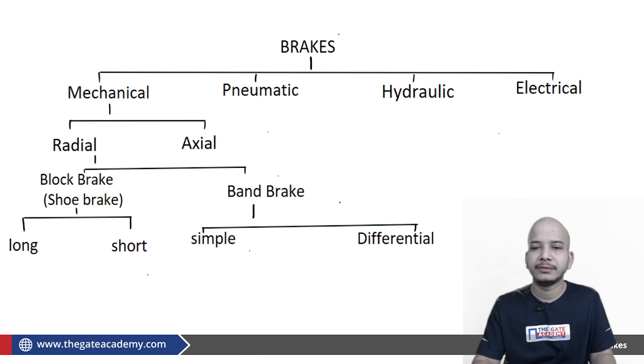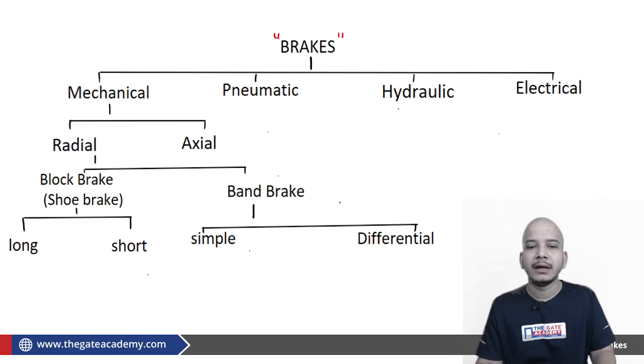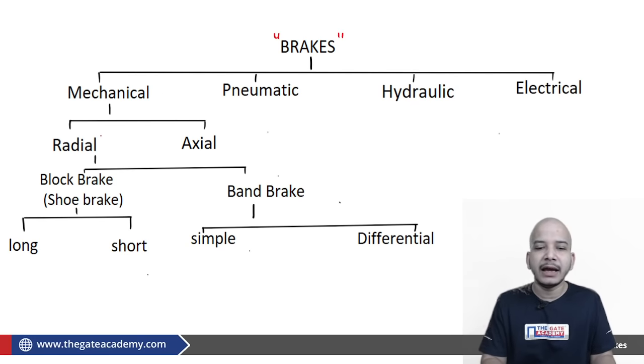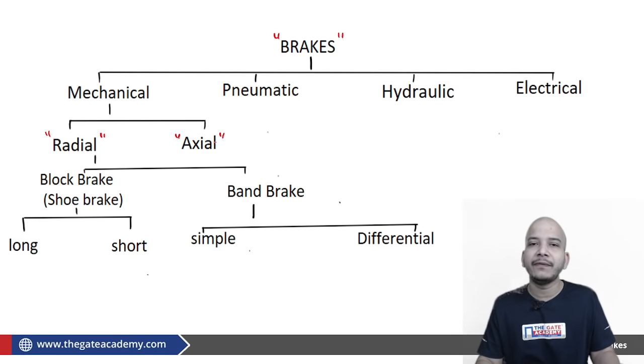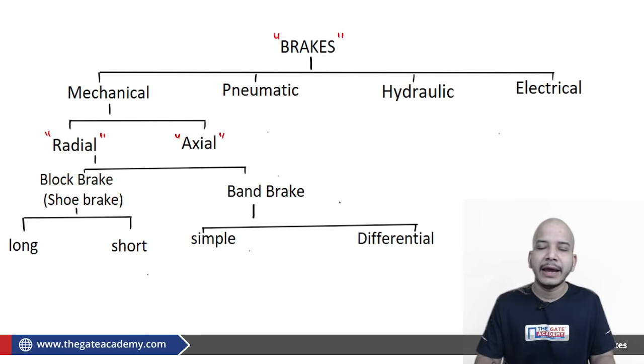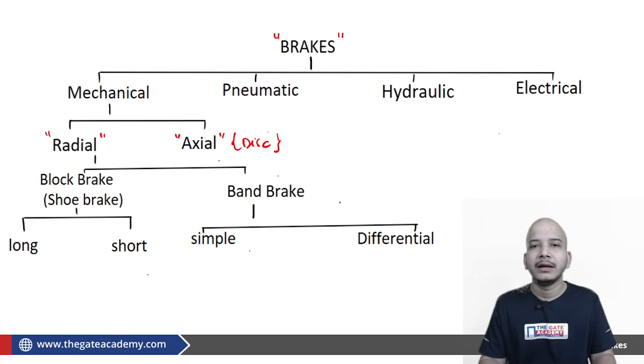Let's talk about the classification of brake. It could be either mechanical, pneumatic, hydraulic or electrical. Of course, we know that we are only concerned about the mechanical brakes. As far as the classification, depending upon the direction of engaging force, if the engaging force is along the axis, then we are talking about axial brake, or else we are talking about radial brake. An example of axial brake is the disc brake.